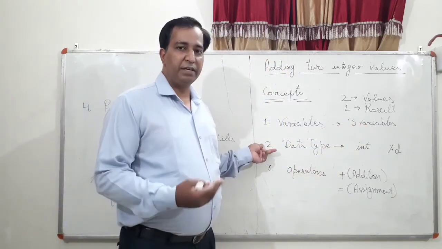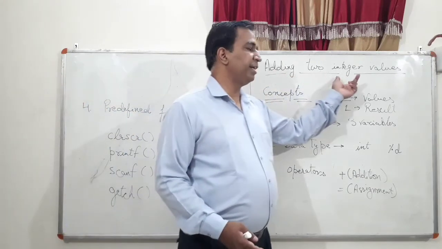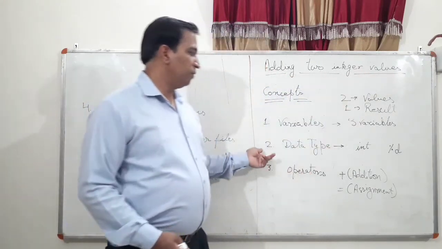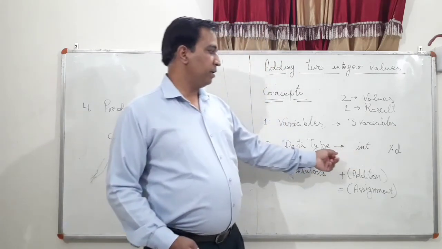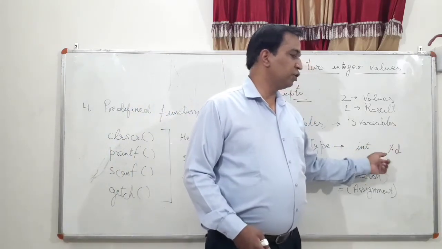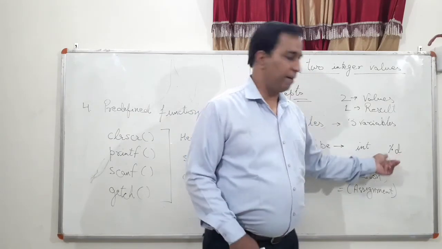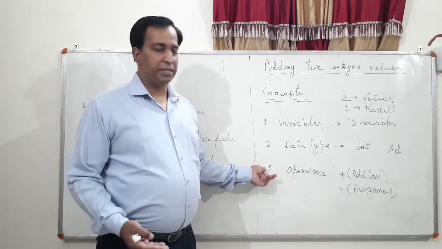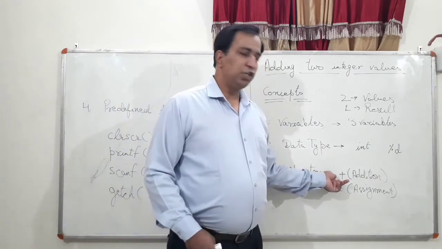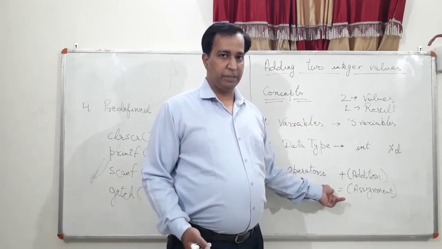Now what kind of data type do you need? As the question says, adding two integer values. So we will need integer type variables, and this is the conversion string for the integer which we are going to use for our program, right? Now operators. What kind of operators are required? Addition operator and assignment operator will be required for this.